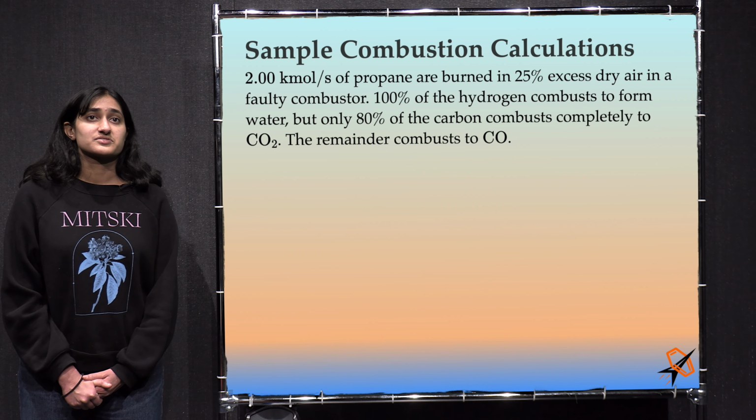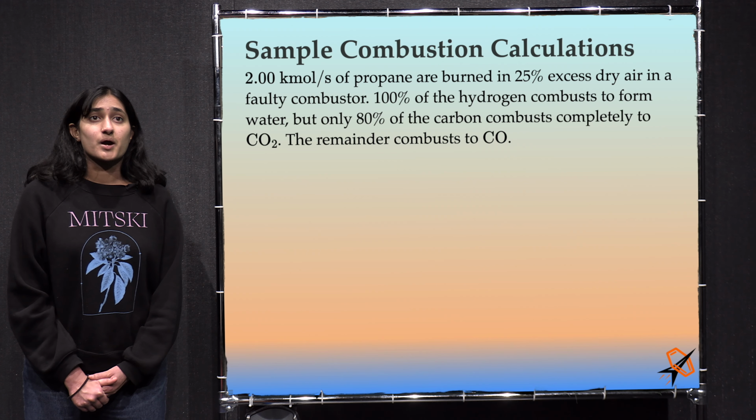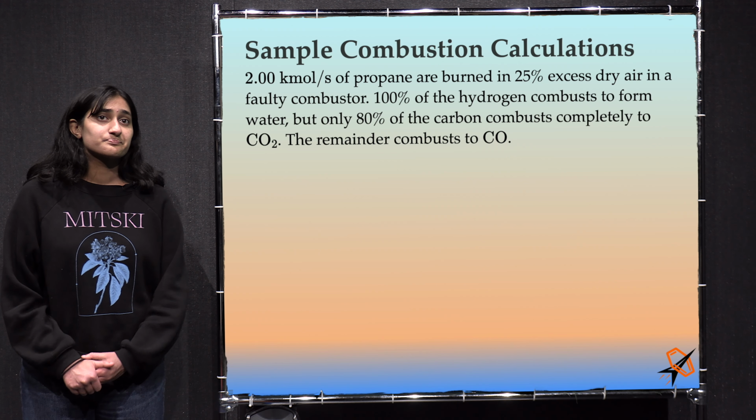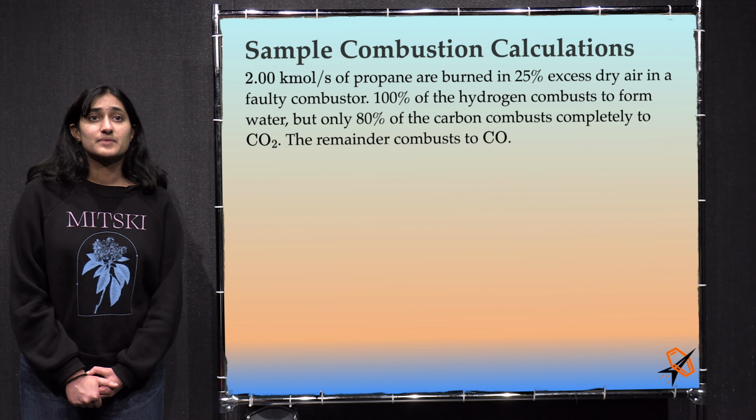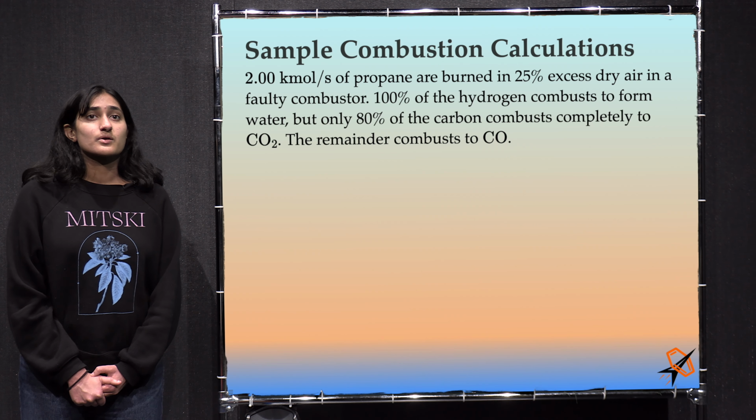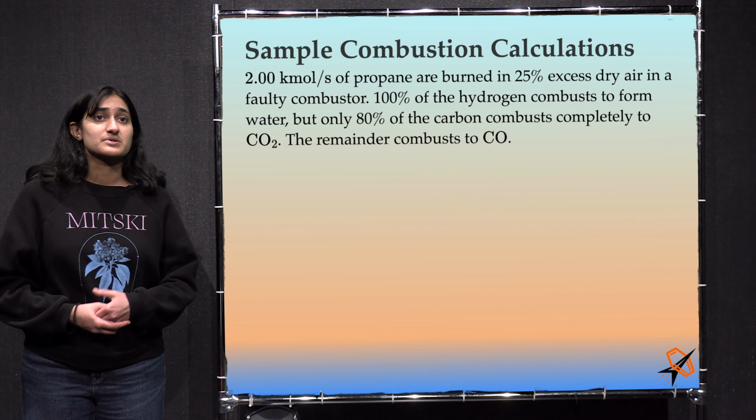100% of the hydrogen combusts to form water, but only 80% of the carbon combusts completely to carbon dioxide. The remainder combusts to carbon monoxide. You can see that the combustor is faulty because we are only getting 80% CO2 and 20% CO.